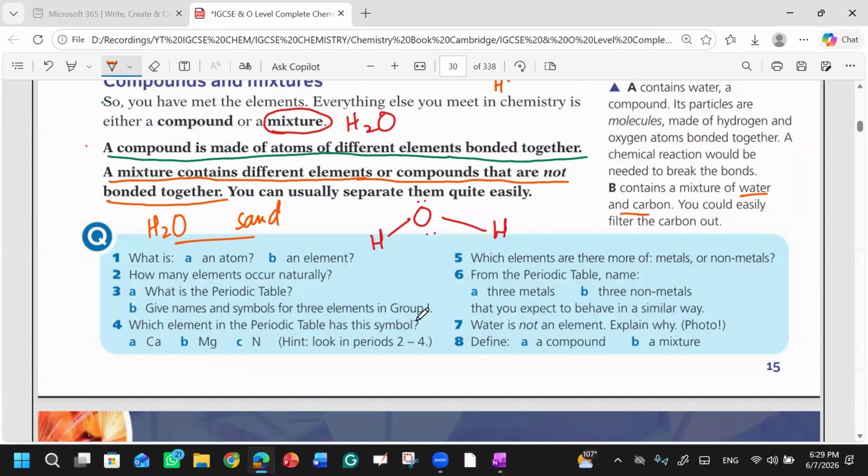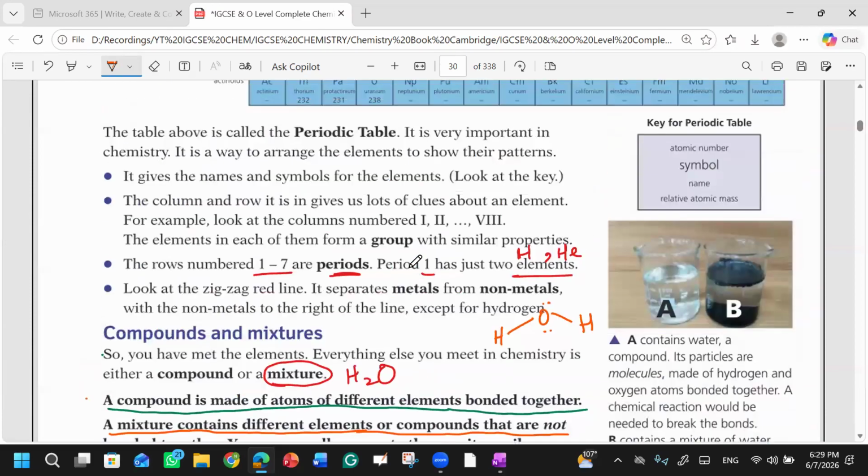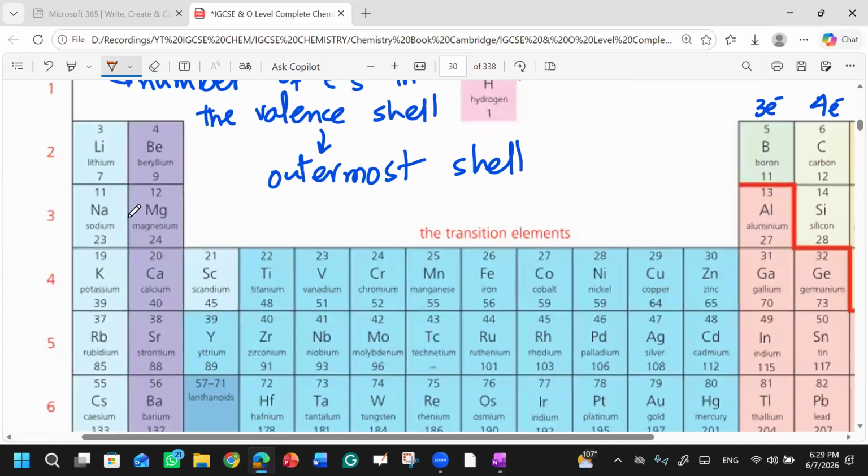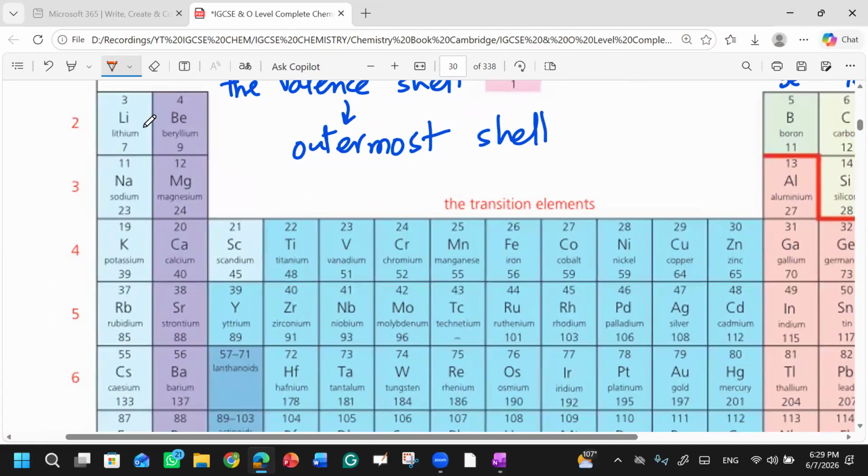Okay, give the name and symbol of 3 elements in group 1. Okay, now group 1, name and symbol of 3. This is group 1.